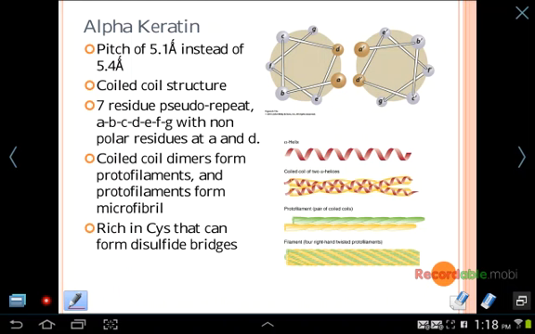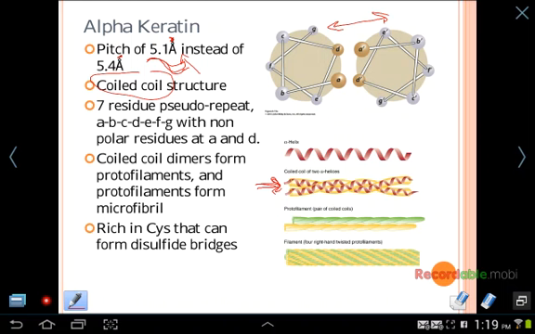Okay? So one of the examples of a fibrous protein is alpha keratin. Now, alpha keratin differentiates itself a little bit from alpha helices because it has a pitch of about 5.1 angstroms instead of 5.4. Now, this is due to the coil-coil structure, where you get two alpha helices coiling together. So when that happens, it reduces our pitch. Okay?